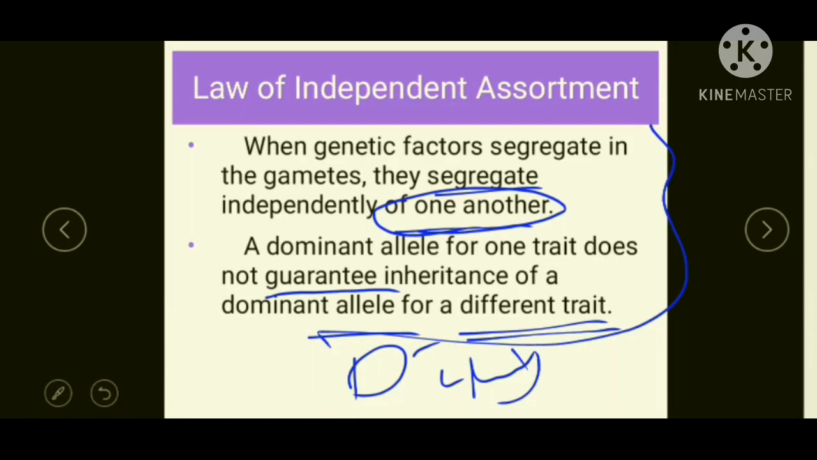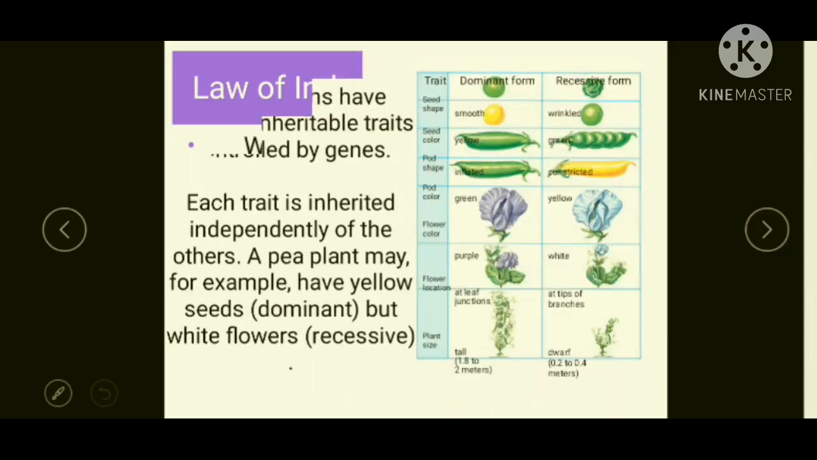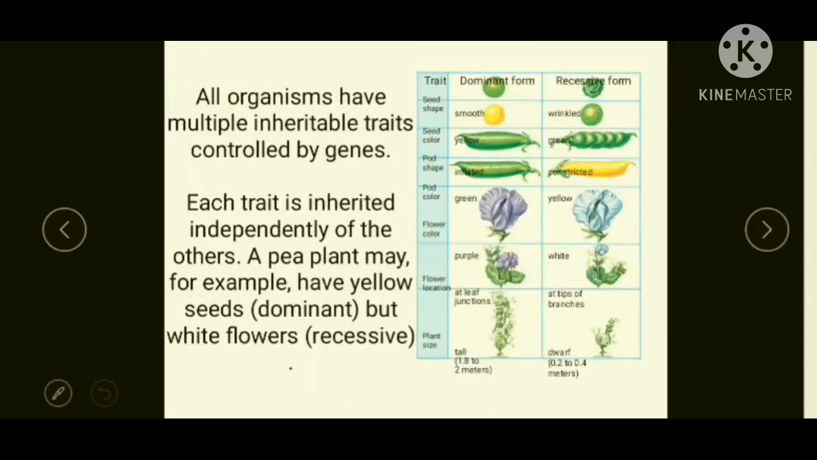Because we can determine only one character in the monohybrid cross, but in the dihybrid cross we can determine the cross for two characters. So in two characters, the allele for one character does not determine the inheritance of the other character, according to the law of independent assortment. Here, there are organisms having multiple traits controlled by genes. Here, each trait is inherited independently of the others.